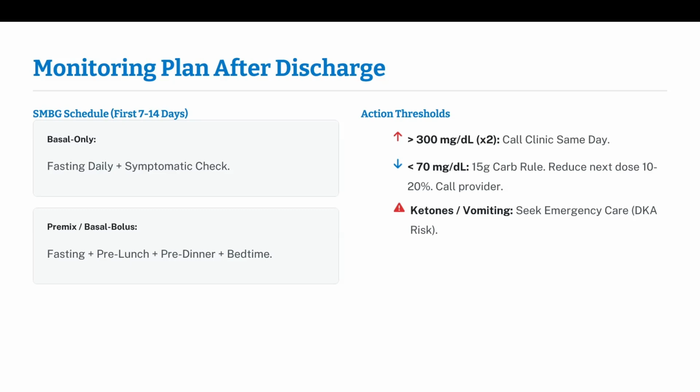So, action threshold: if the blood glucose is more than 300 two times, call the clinic the same day. If the patient's blood glucose is less than 70, that is hypoglycemia, ensure to advise 15 grams of carbohydrate and recheck in 15 minutes. Always ensure to reduce the next dose by 10 to 20 percent and call the doctor. Ketones and vomiting: if the CBG monitor shows ketone positivity or the patient is having vomiting, seek emergency care to rule out DKA.